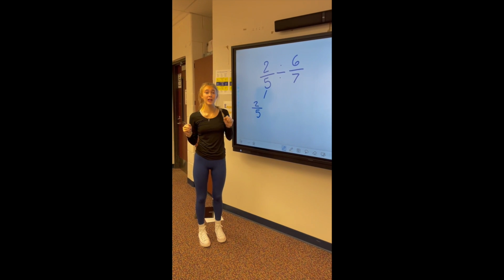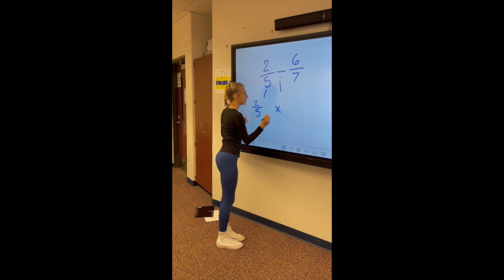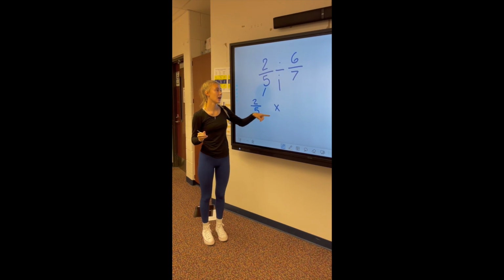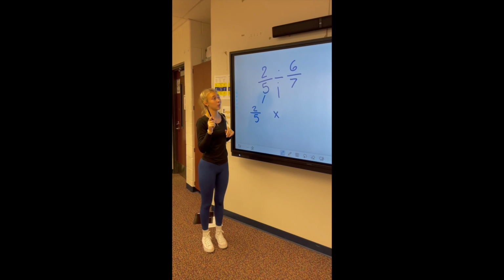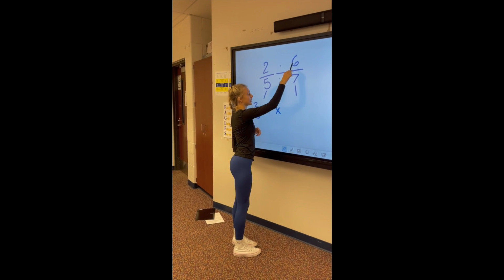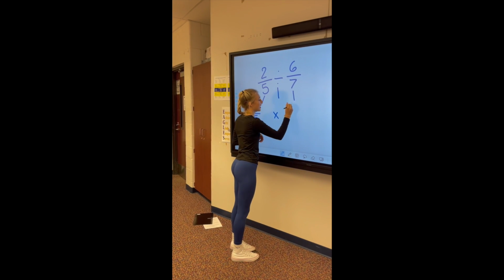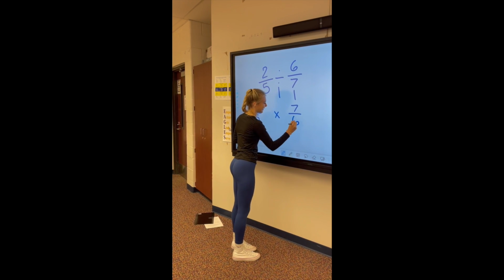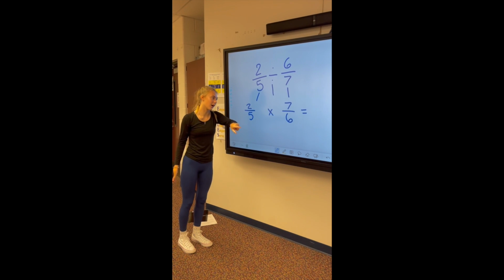Our next step is change it. So we take this and change it into multiplication. And then our third step is flip it. And this is where we use our reciprocal. And so the reciprocal of 6/7 is 7/6. And then all we do is multiply across.